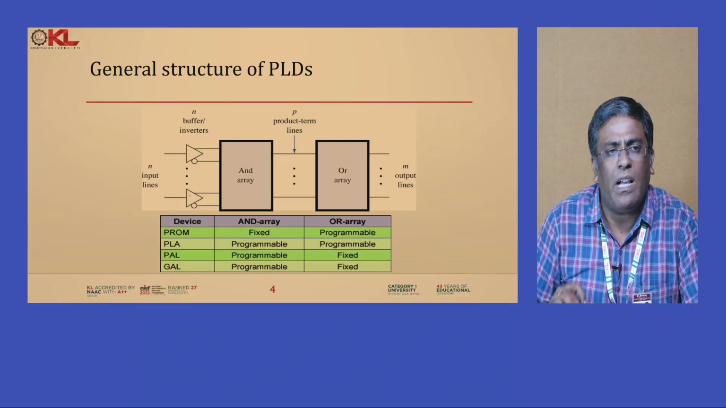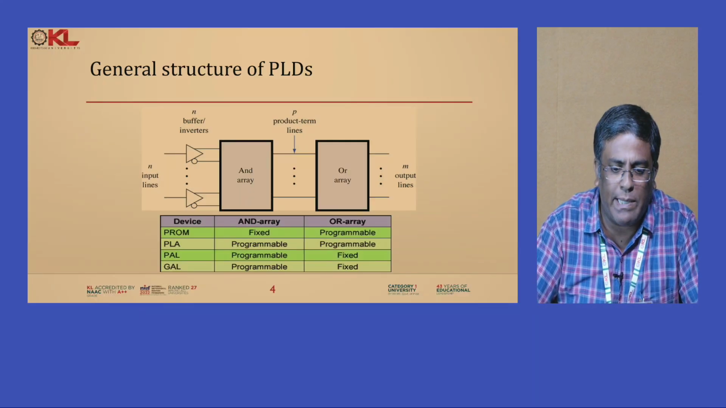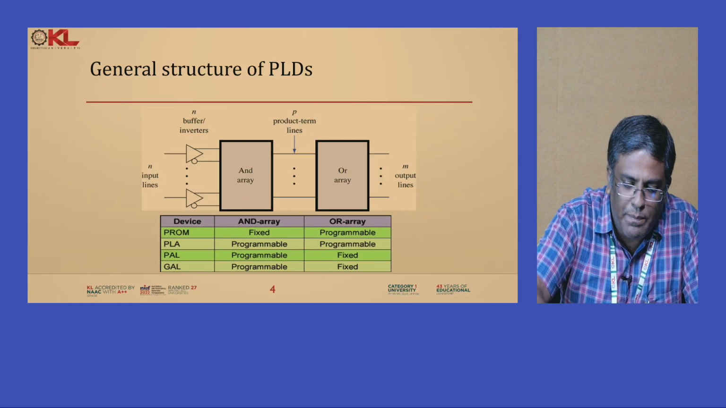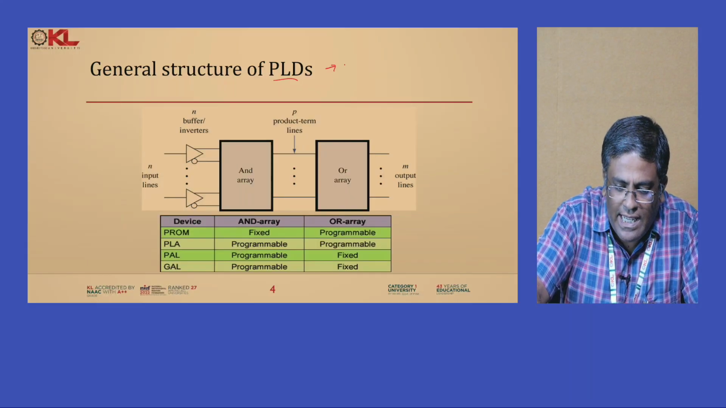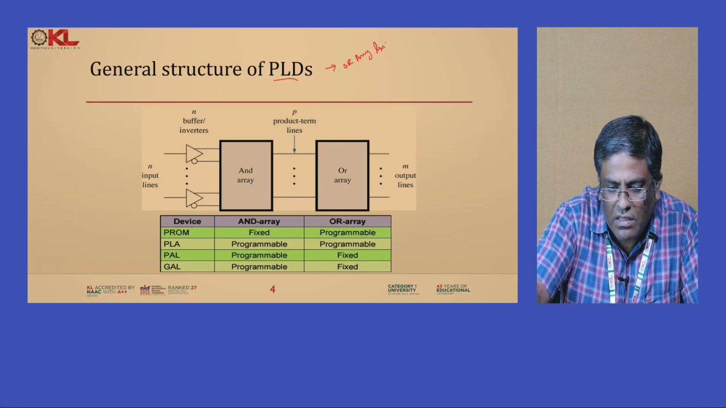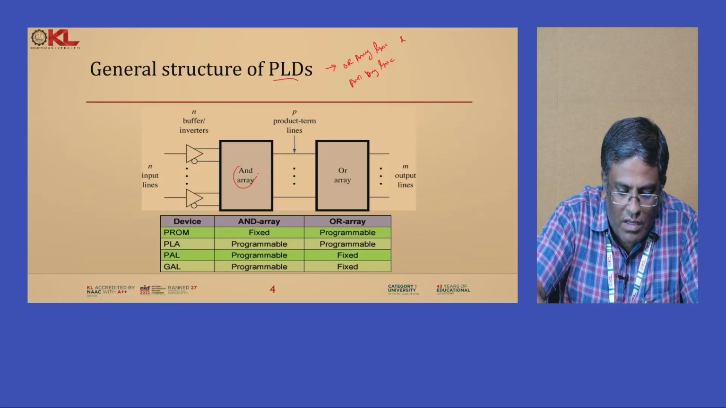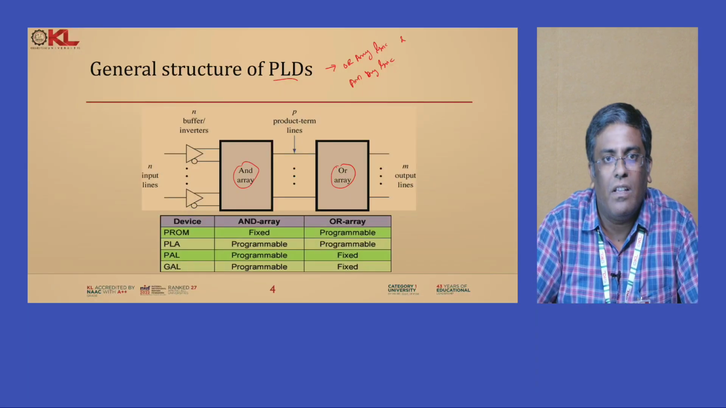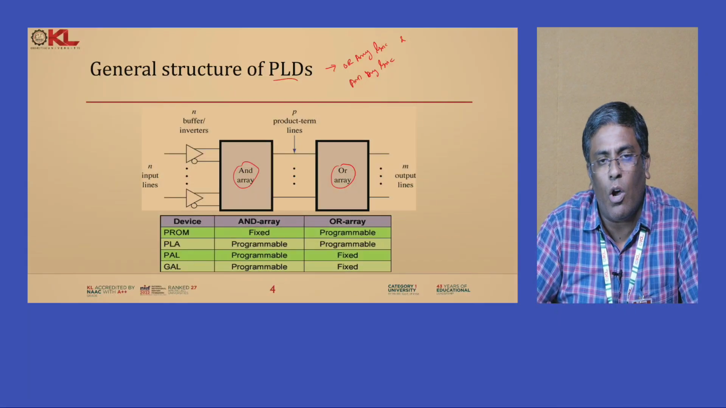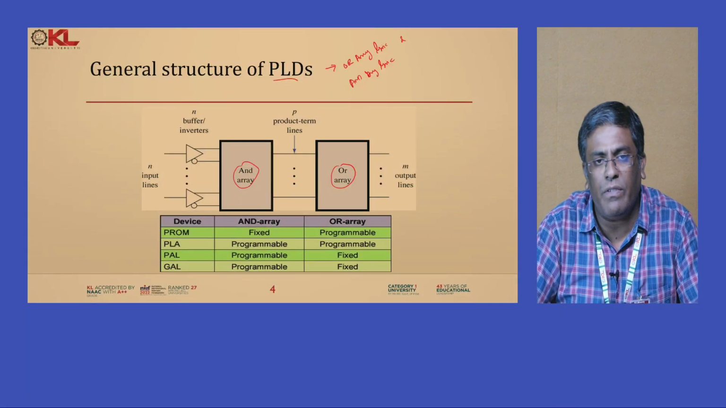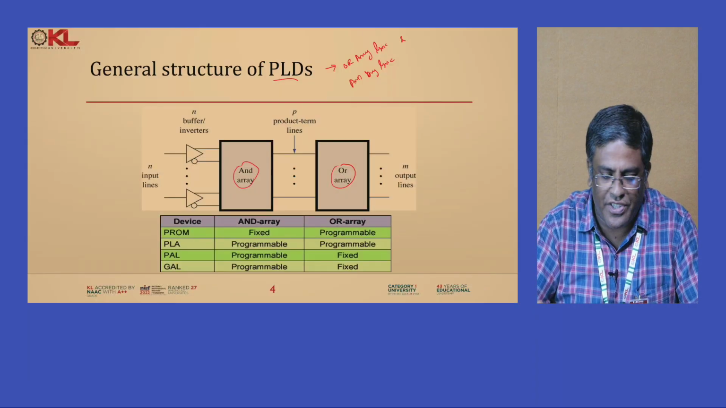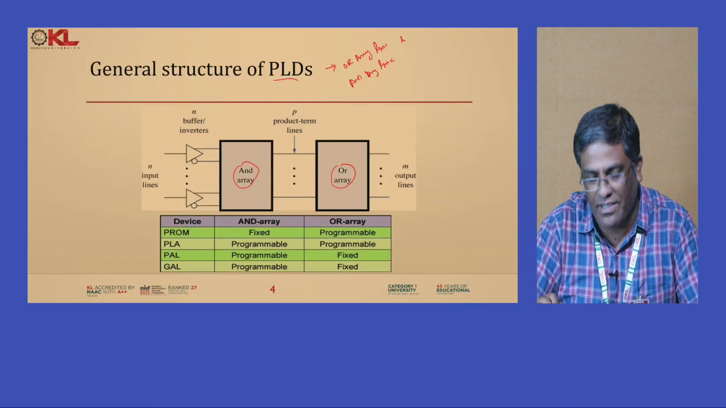Before that, let me introduce the programmable logic device. What do you mean by this PLD? This PLD indicates AND array and OR array logic. That means programming is possible on the PLD either by using the AND array or by using the OR array, right? Based on the way in which we program, or whether it is programmable or fixed, we can classify into different categories, right?